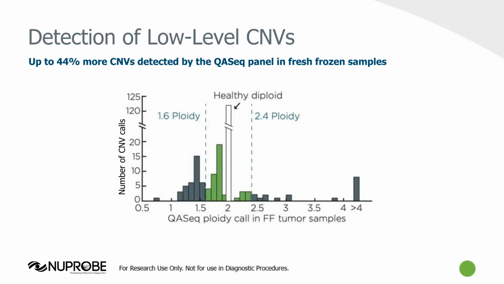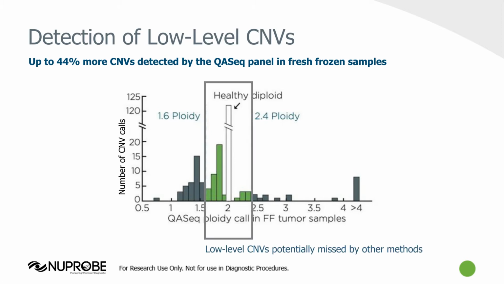As a summary of all fresh frozen samples tested, we found 44% of the samples showed a lower level of CNV that was only captured by QASeq, shown in green. This result demonstrated our capabilities in earlier CNV detection that is missed by other methods.